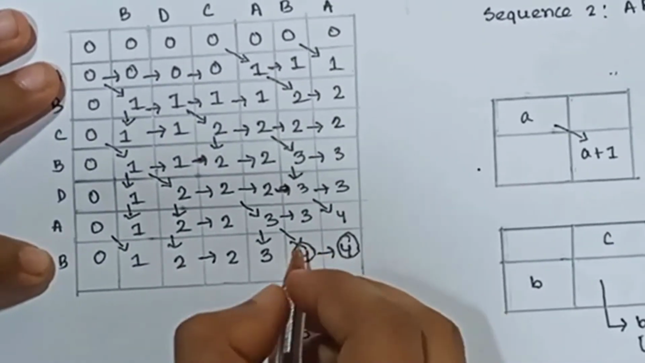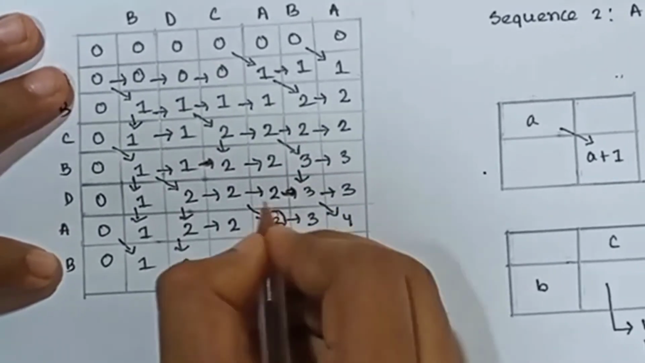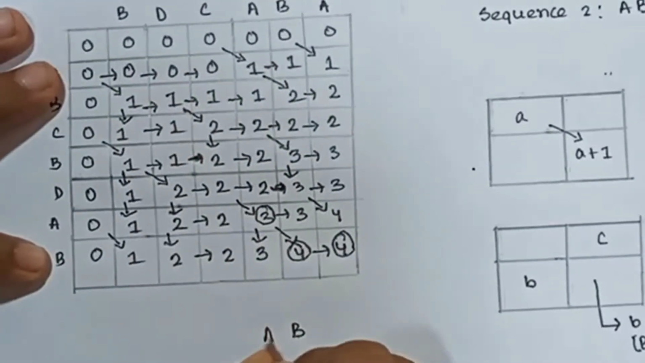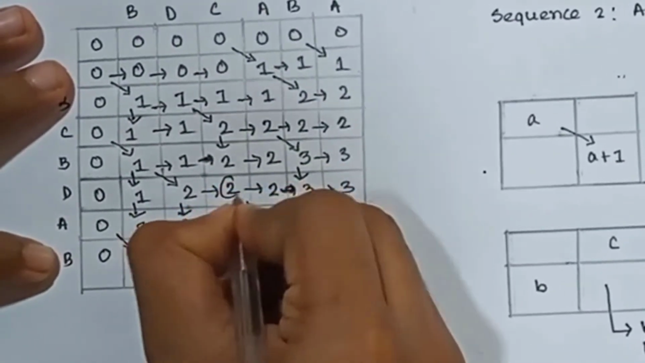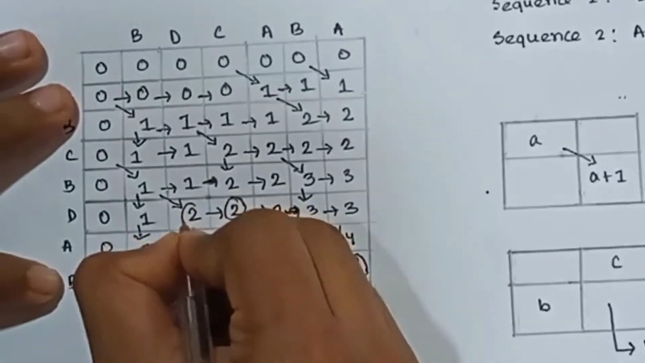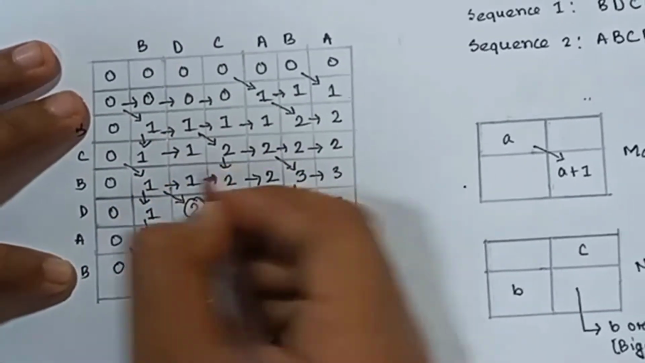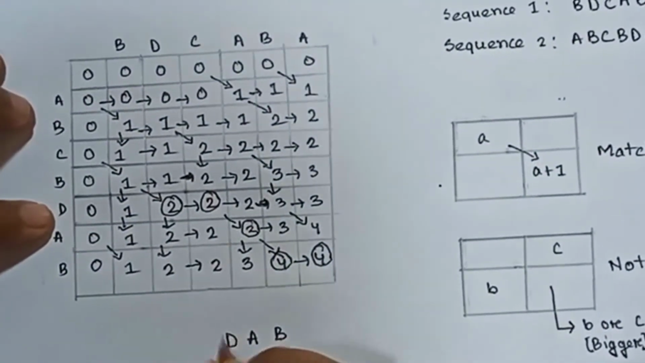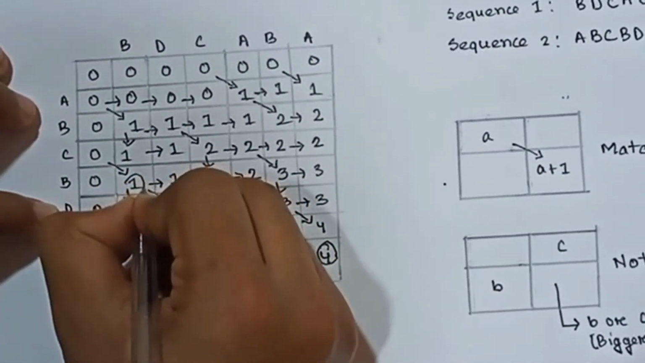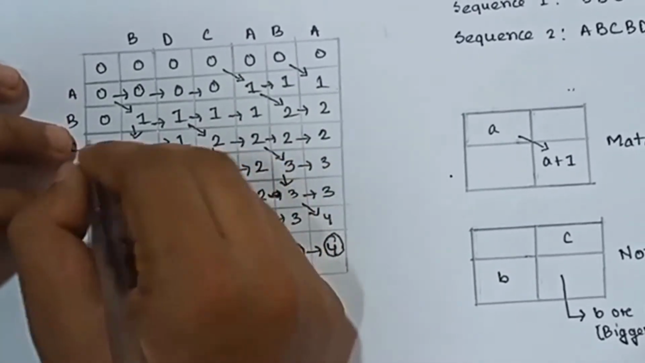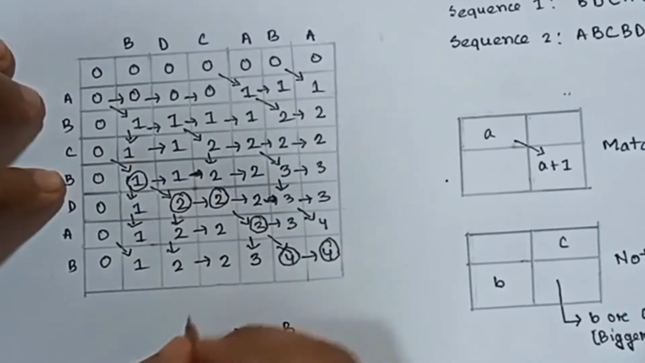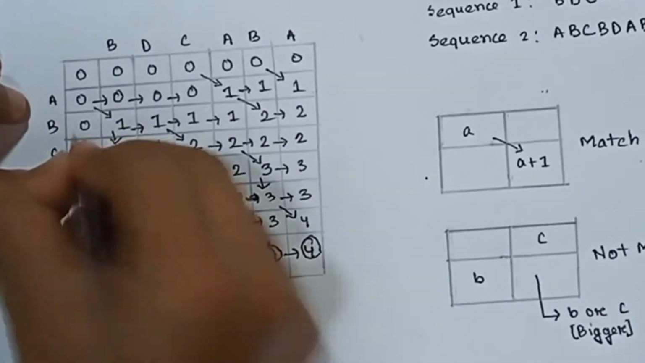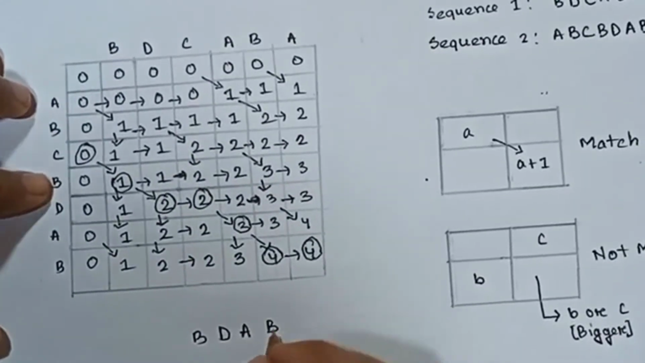After that, we go to 3, and it also comes diagonally, so we write A. Then we go to 2, which comes from the left side 2, and 2 also comes diagonally, so we write the sequence D. After that we come to 1, which comes diagonally, and we write B. When we get the value 0, we stop.